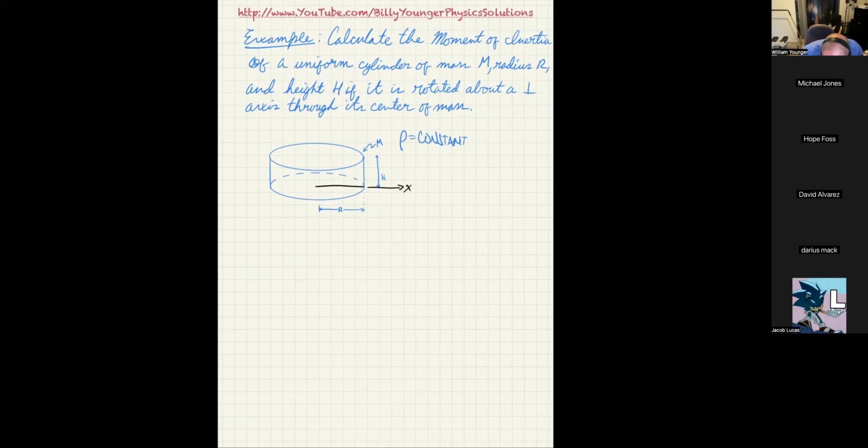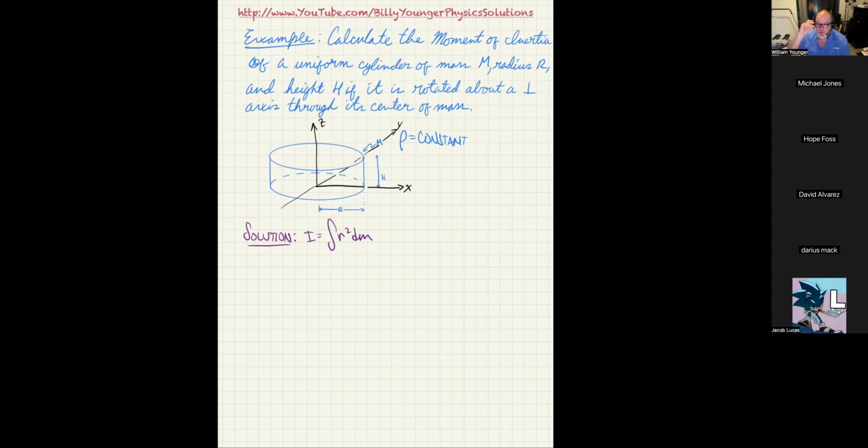So there's my x-axis. Let's say there's my y-axis, and there's my z-axis. Okay. Now, what I need to do is use I is equal to the integral of r squared dm.